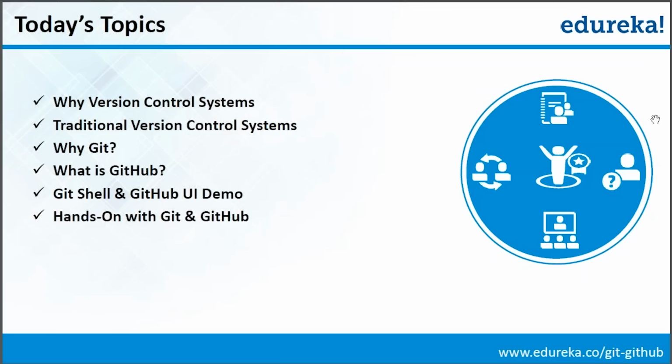I'm going to briefly touch upon version control systems, what they are, what the traditional version control systems are, and what Git is and why Git. Why should you use Git? And what is GitHub? I'm going to give you some demos on the Git shell and GitHub, and also show you some commands, what you can do with Git. So you get a pretty good introduction on what Git is and what it can do. And I'm sure it will motivate you to learn more about Git.